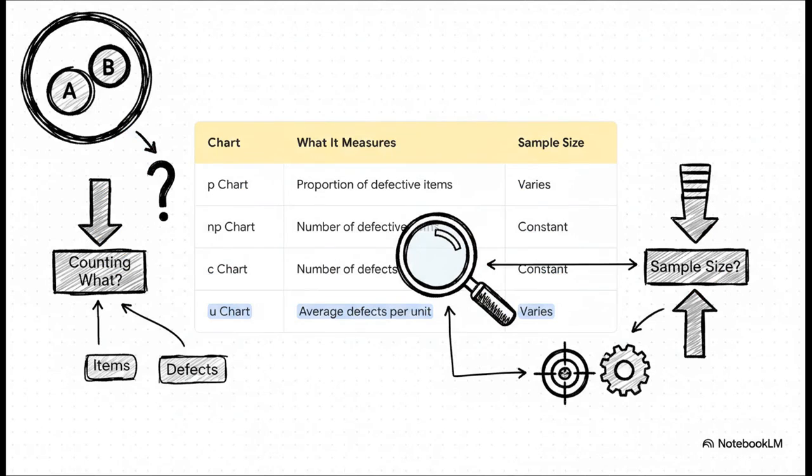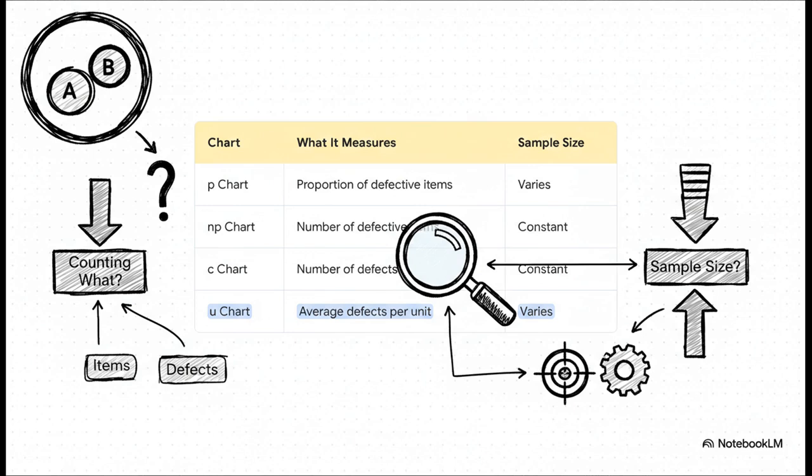And this is where we can bring in a classic consulting trick, the MECE framework. You might have heard of it. It stands for mutually exclusive, collectively exhaustive. All that's a fancy way of saying we've covered all our bases with no overlaps. So for the kind of data we're talking about, your choice really boils down to two simple questions. First, are you counting whole bad items, like a simple pass/fail, or are you counting the number of defects on an item? And question number 2, is your sample size always the same, or does it change?